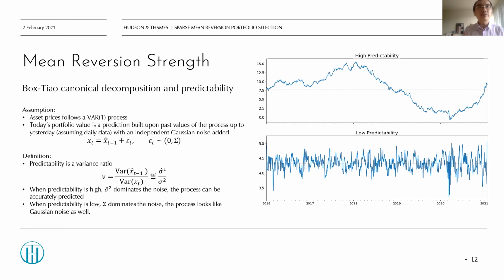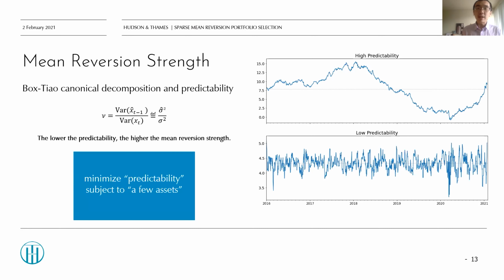However, if the predictability is low, that means the independent Gaussian noise dominates. So the process will look much more like Gaussian noise. And this is what we want. If the time series looks very much like Gaussian noise, that means it's strongly mean reverting, and it's probably stationary.